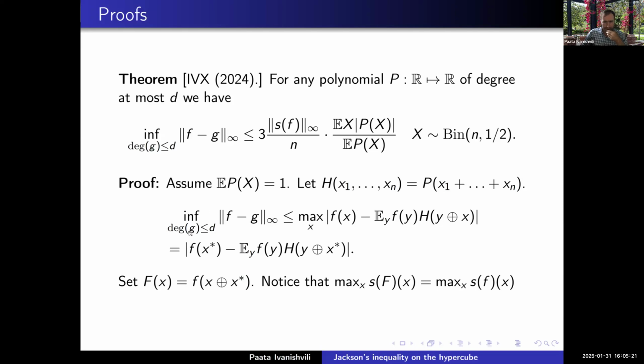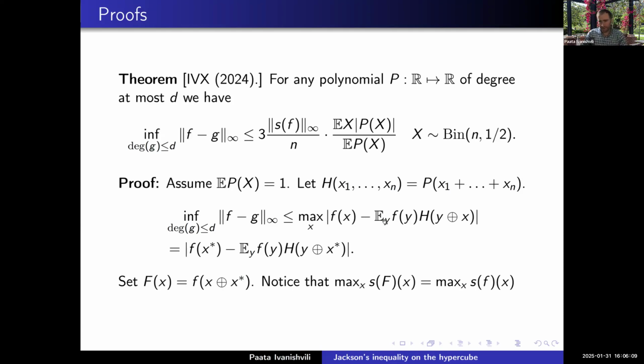And okay, this infimum, what is it? Of course, it is bounded if I would pick a very explicit approximant, a very explicit polynomial for g. It will be the following. I take f of x, f of y, and I multiply by h of x plus y, this is addition mod 2. So I have two vectors, y and x on the hypercube. I sum up coordinate-wise, and I take modulo 2, so xi plus yi modulo 2. So the output is 0 or 1. And then I take the average with respect to y.